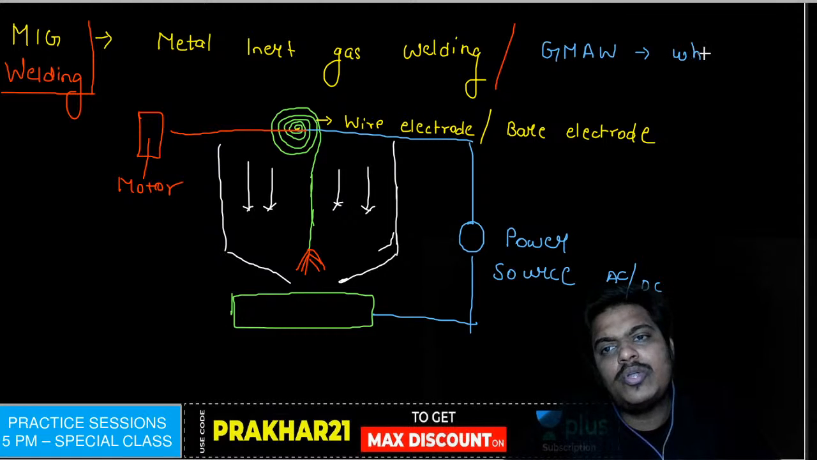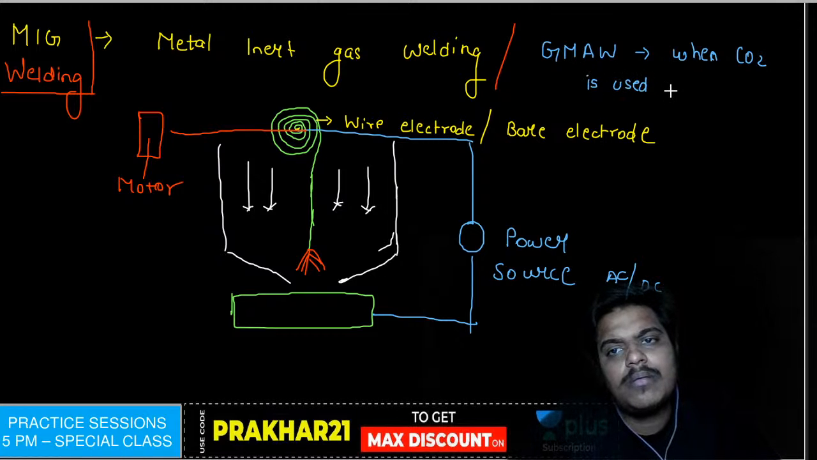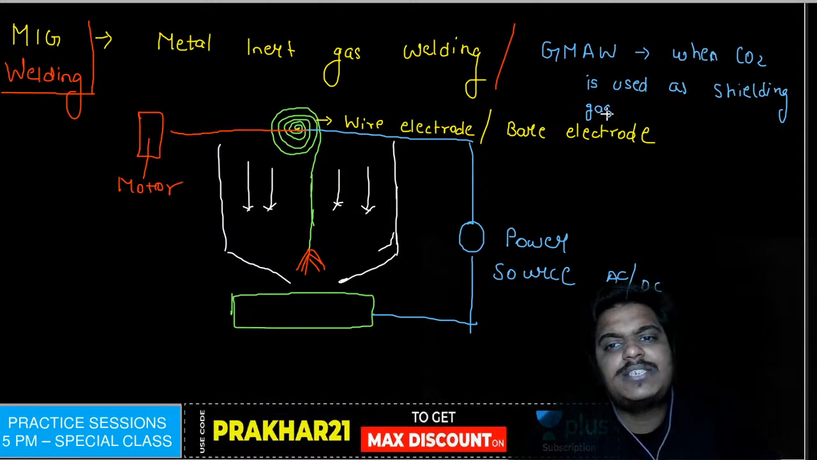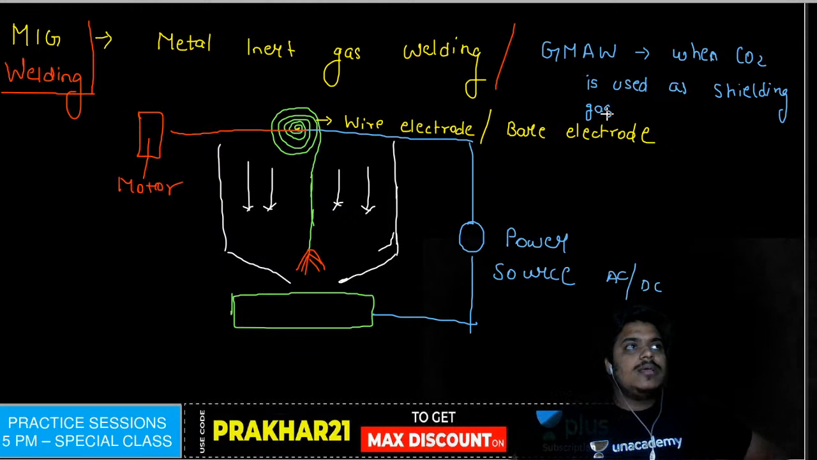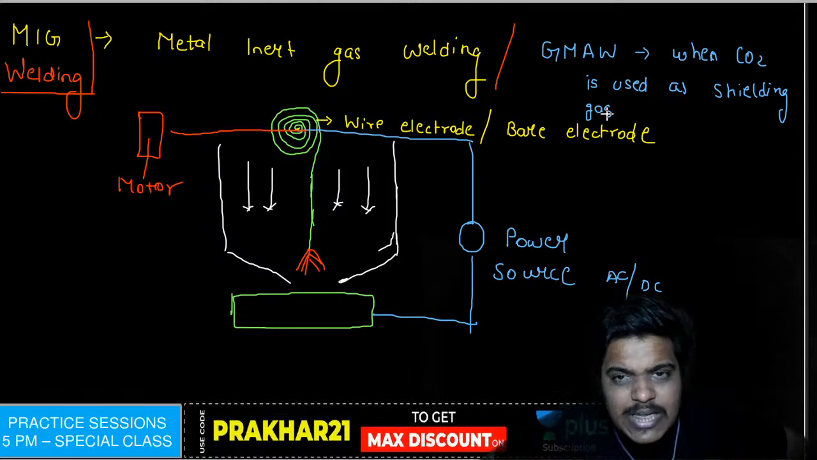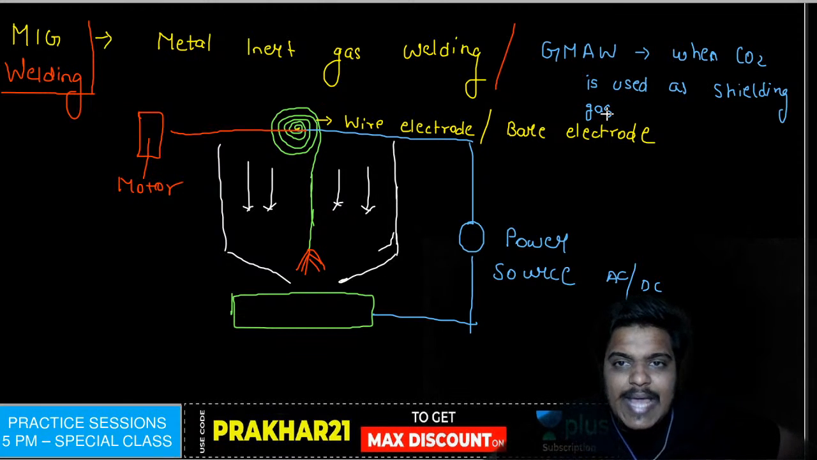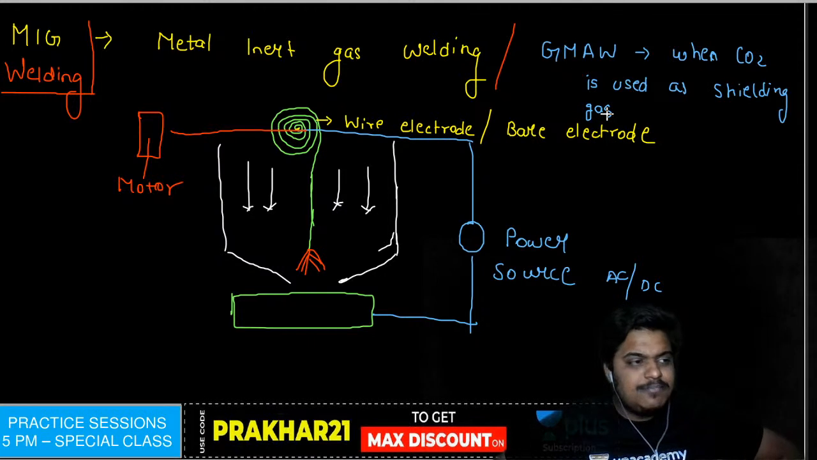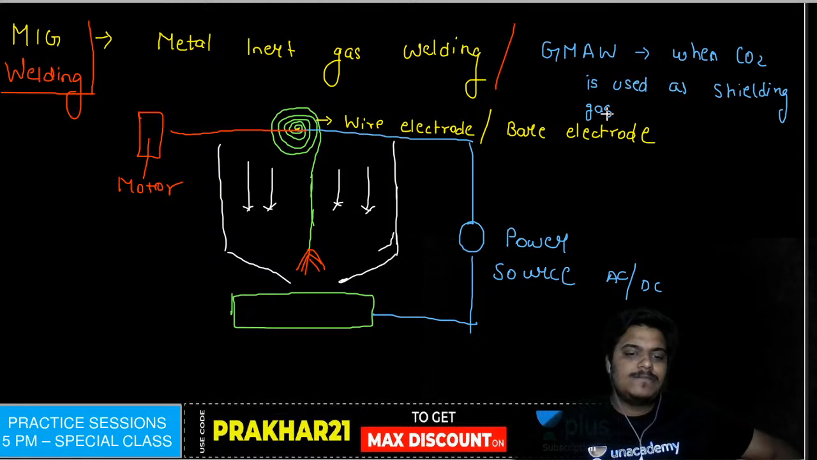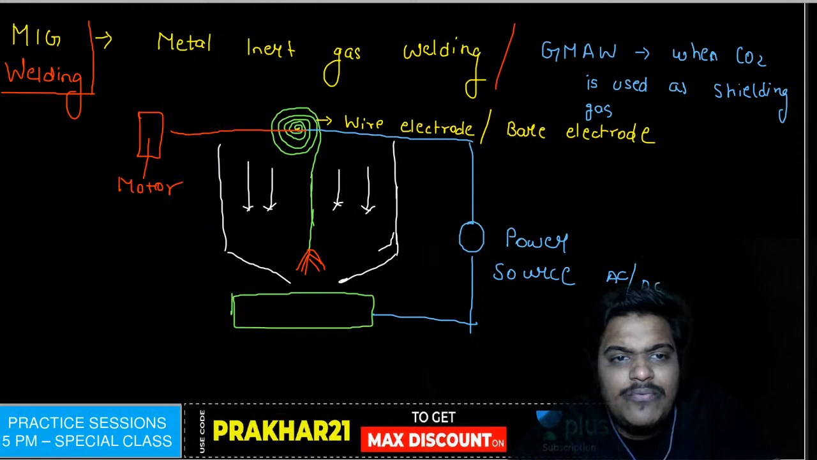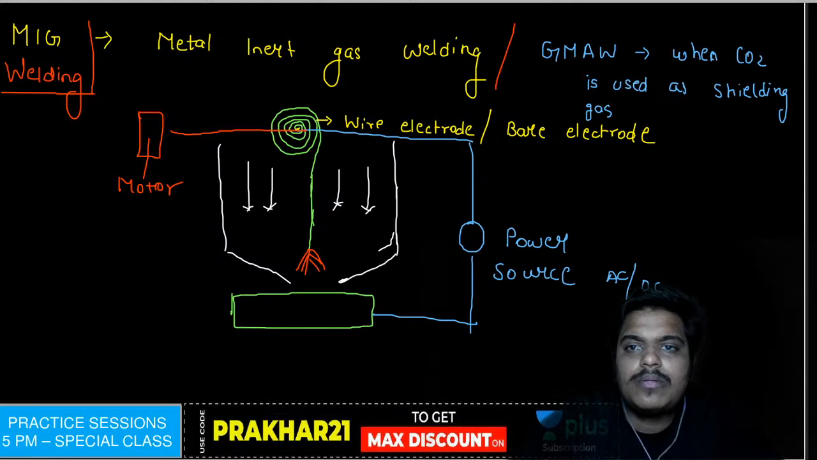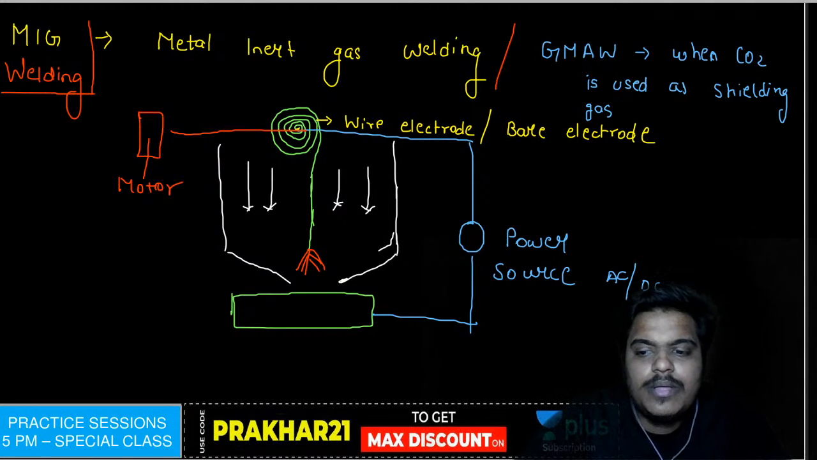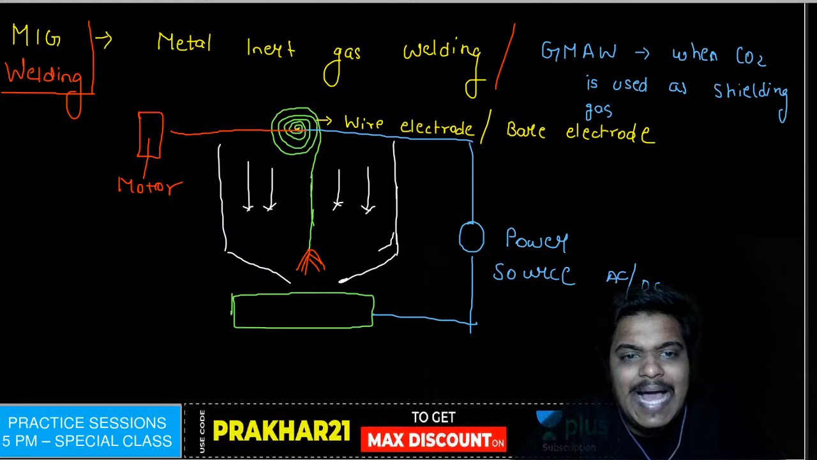Now, when CO2 is used as a shielding gas, it is known as gas metal arc welding. Gas metal arc welding. Is it clear?